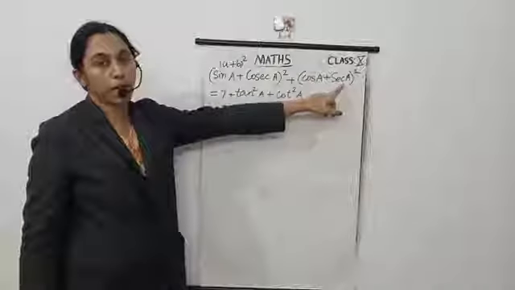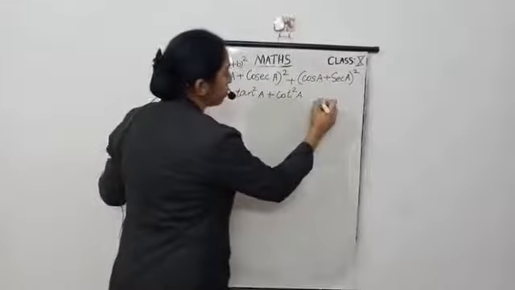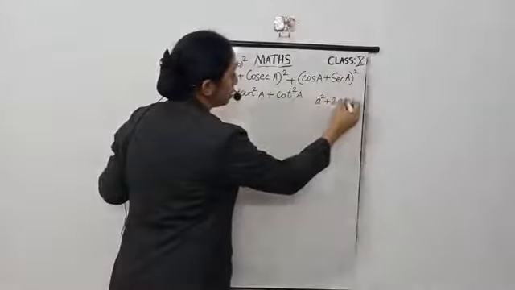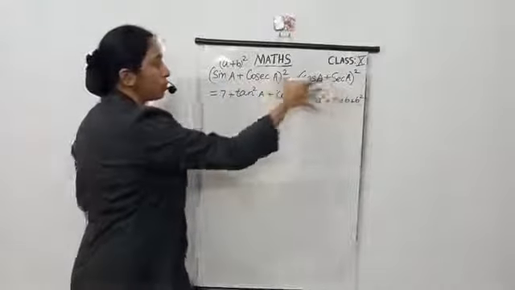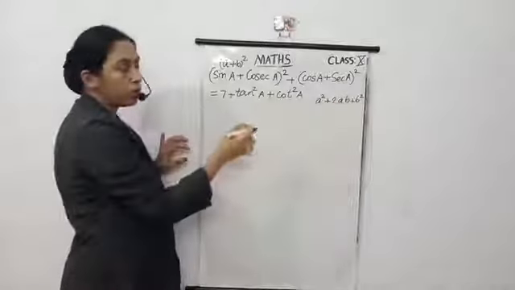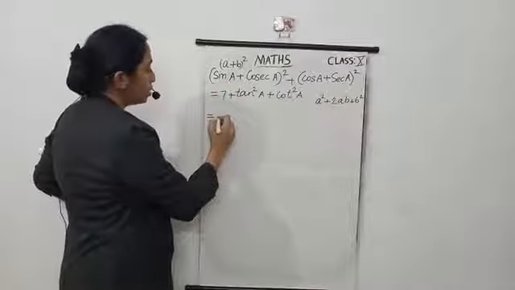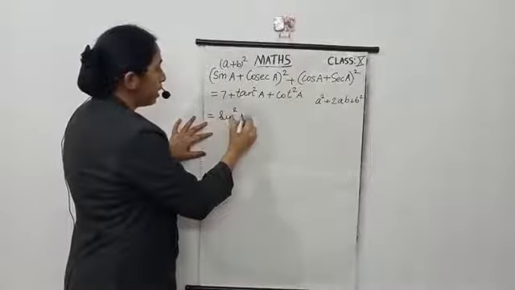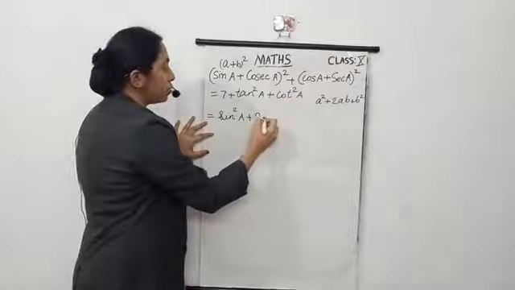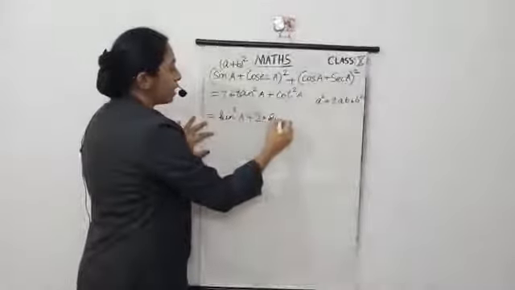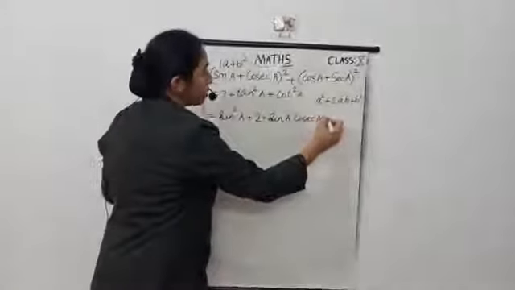Cos A plus sec A all square is also like (A plus B) all square. Now do you know the expansion of (A plus B) all square? A square plus 2AB plus B square. So first expand these two portions. At the place of A here is sin, so this is sin square A plus 2 into A into B, that is 2 into sin A into cosec A, plus now B square.